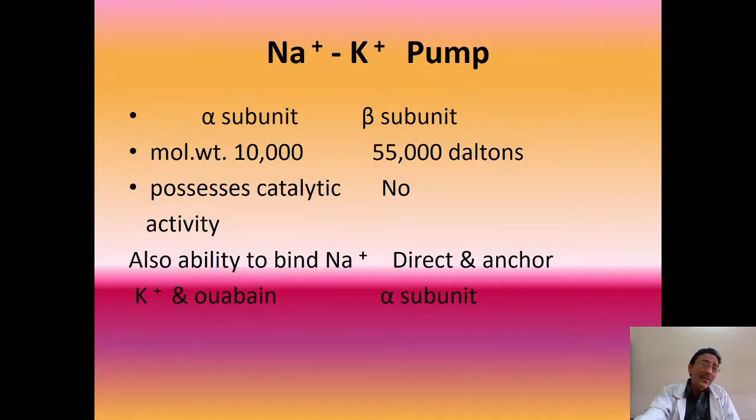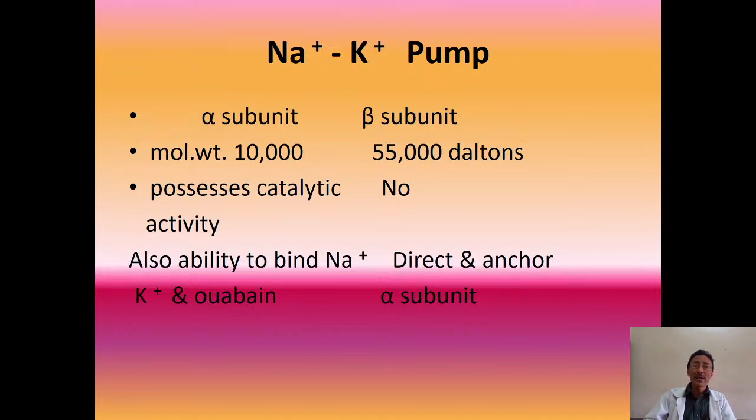Now, a brief description of the sodium potassium pump. Here you have two units, an alpha subunit and a beta subunit. The molecular weight of the alpha subunit is around 100,000 daltons, and the beta subunit is around 55,000 daltons. The alpha subunit has catalytic activity. It also has the ability to bind sodium, potassium and ouabain. Ouabain is nothing but a drug. I will come to that in applied physiology.